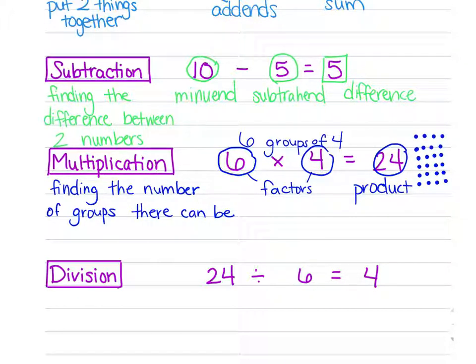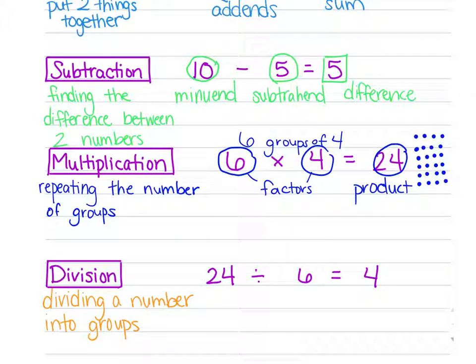All right, I made a little bit of a mistake. Multiplication isn't really finding, it's more of repeating the number of groups. So go ahead and fix that. So multiplication is repeating the number of groups, while division is dividing a number into groups.